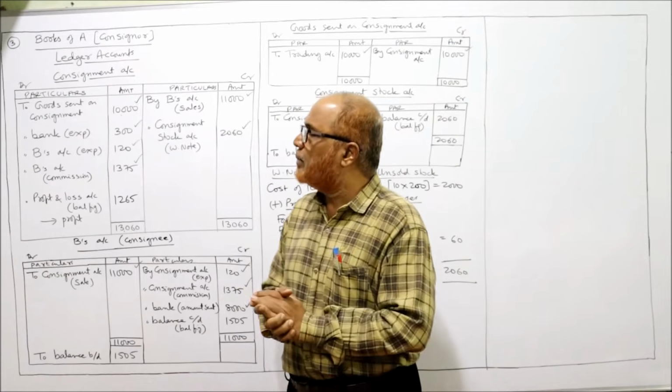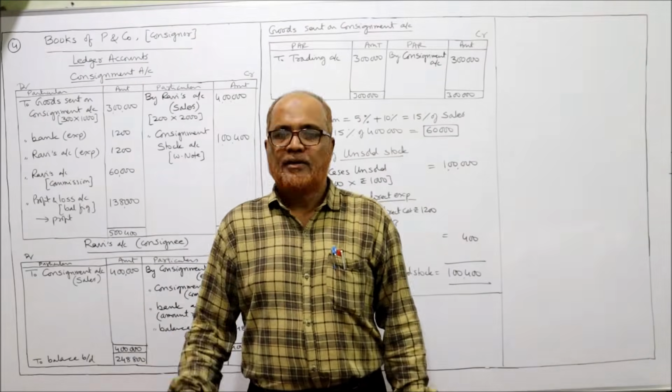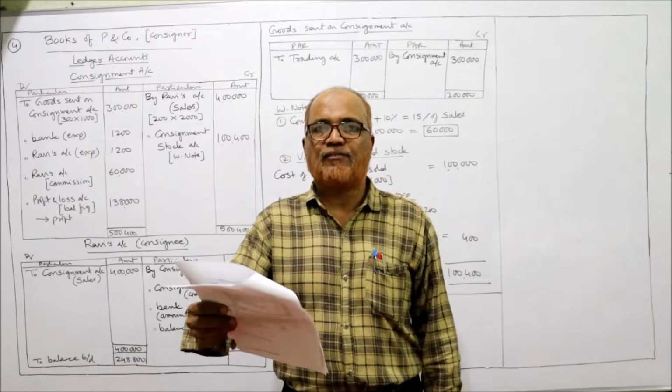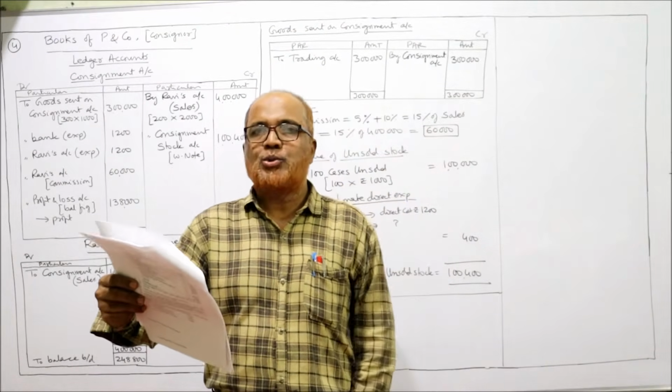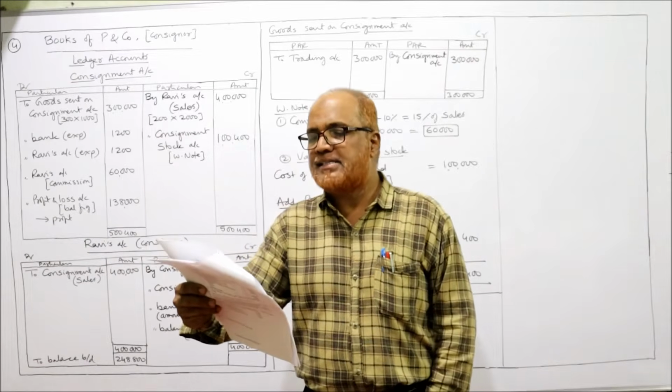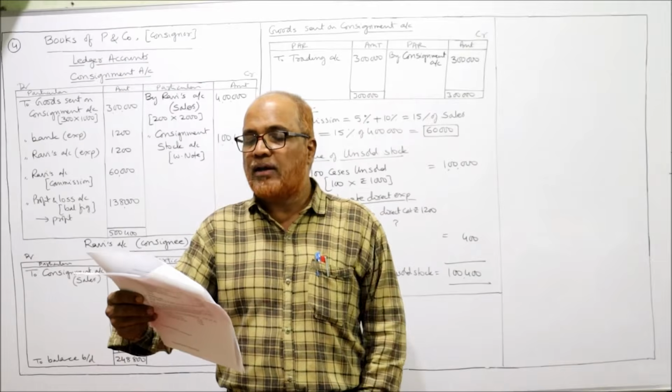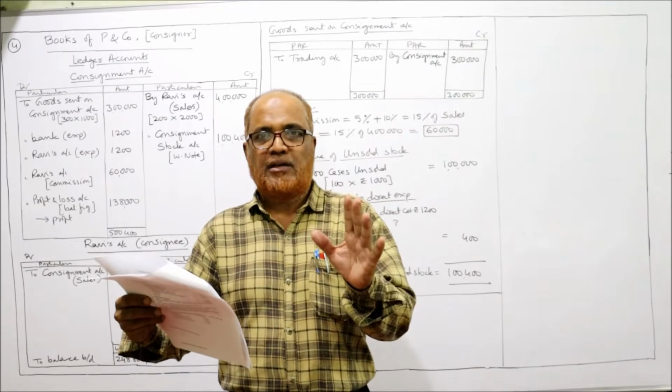So the next problem, the 4th problem, we have to do. Come on, now we'll start the next problem. Problem number 4. See carefully. On 1st July 2013, P and Company sends 300 cases of medicines to Ravi on consignment basis.